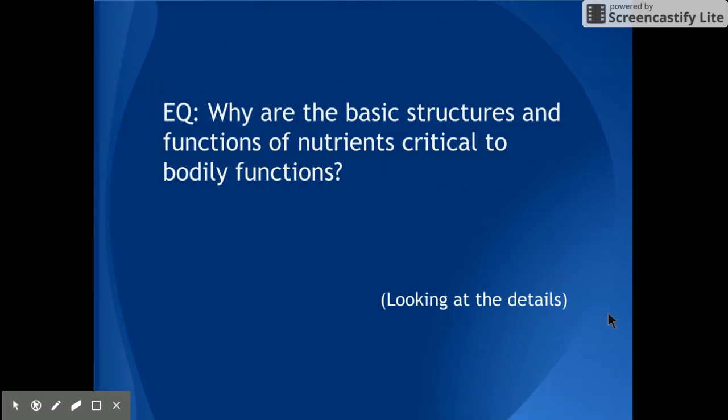So in our next screencast, we'll get into the basic structures and functions of nutrients that are critical to bodily functions, specifically looking at macronutrients. Even more specifically, we're going to be looking at the different carbohydrates that are available, what carbohydrates are made of, how they work, and what kind of energy they produce.